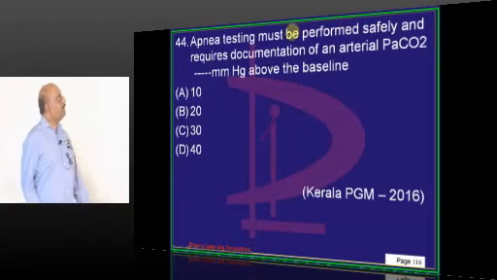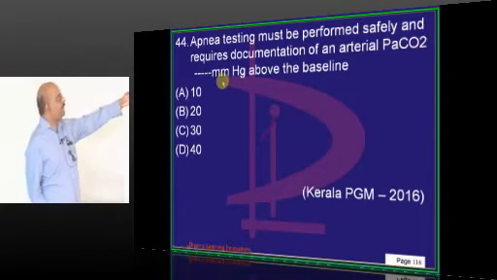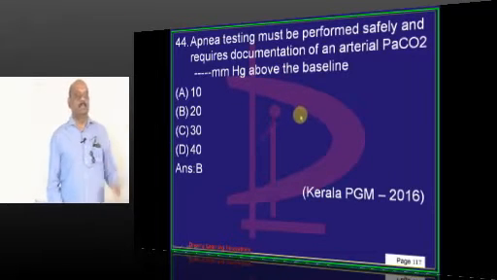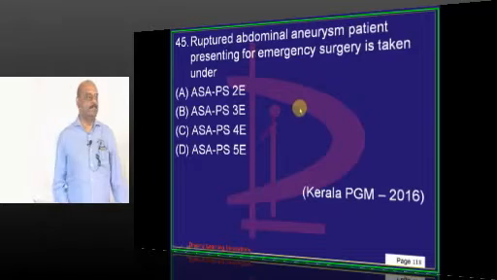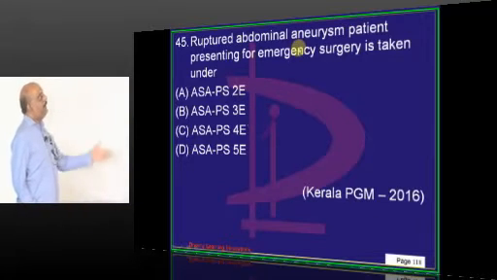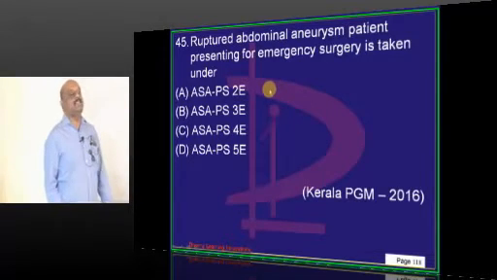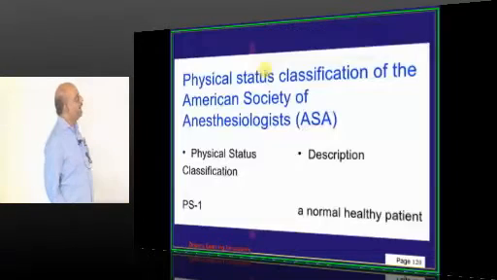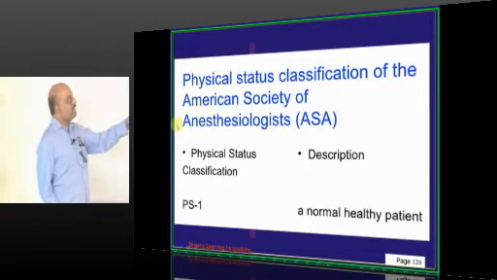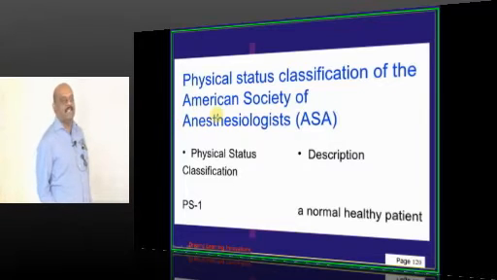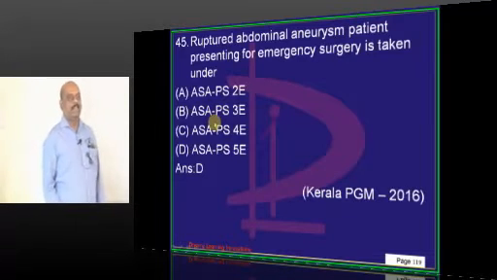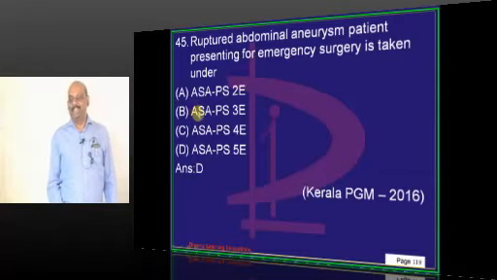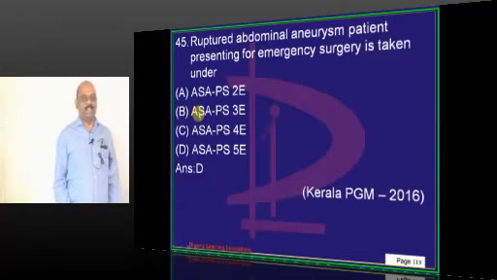Okay. Apnea testing must be performed safely and requires a documentation of PaCO2 more than 20 millimeter mercury above the baseline. Illogical, put it. Impossible. Ruptured abdominal aortic aneurysm presenting in emergency surgery is which classification of the anesthetic ASA scaling? Physical status classification of the American Society of Anesthesiologists is called ASA. Illogical, put it, impossible. Don't cry in the exam. I say, look at the questions.